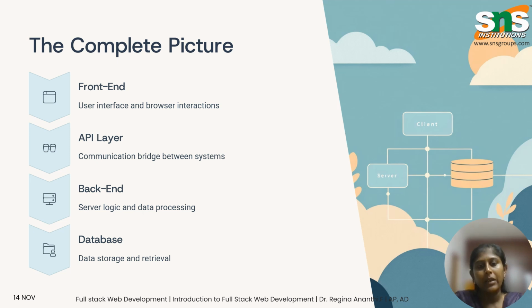So this is the complete picture. A typical web app runs across four layers. The first one is the front end. The second one is the API layer, which is nothing but the application programming interface layer. The third is the backend, and then comes the database. Each layer has a clear role, and the real magic happens when they work in sync.